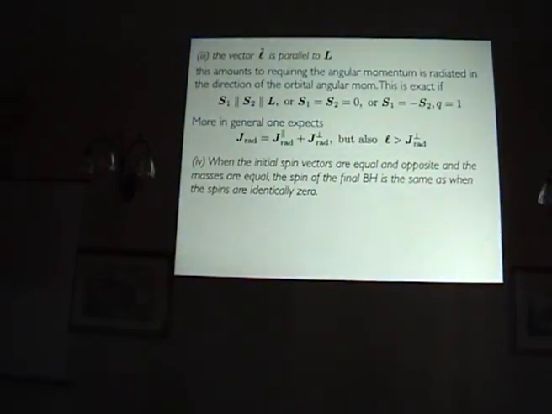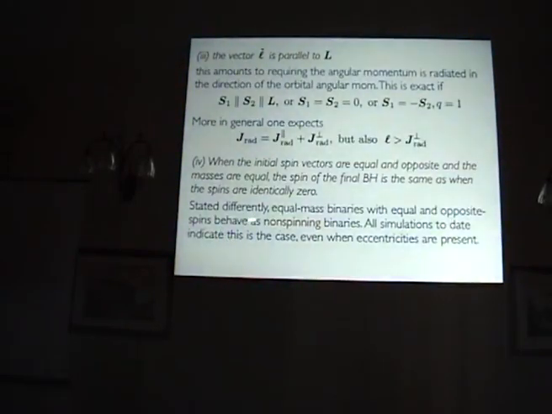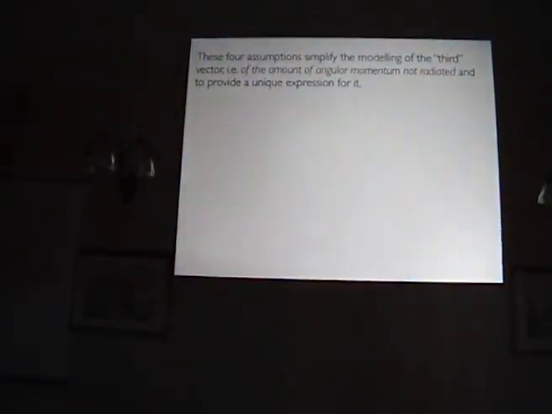And then there's a 4th assumption, which again is the one I was telling you about. It's kind of coming out of the numerical relativity. If you have equal mass and anti-parallel spins, the system really behaves as if the spins are 0. Okay, so equal mass binaries with equal and opposite spins behave as non-spinning binaries. All the simulations to date show that this is true. So if there is a deviation from this assumption, it has to be at a very high level. Okay, now with this assumption, it's easy to model the third vector, okay? And we can provide a unique expression.